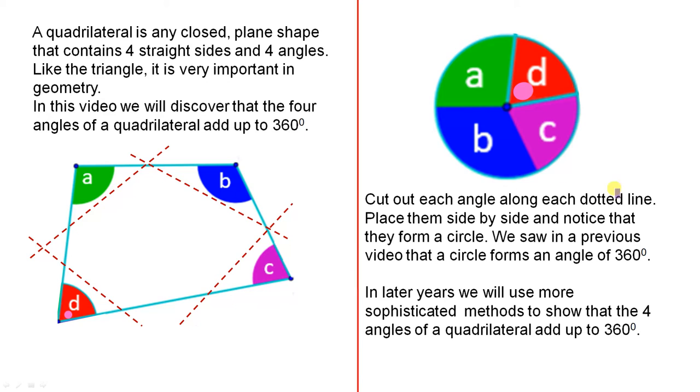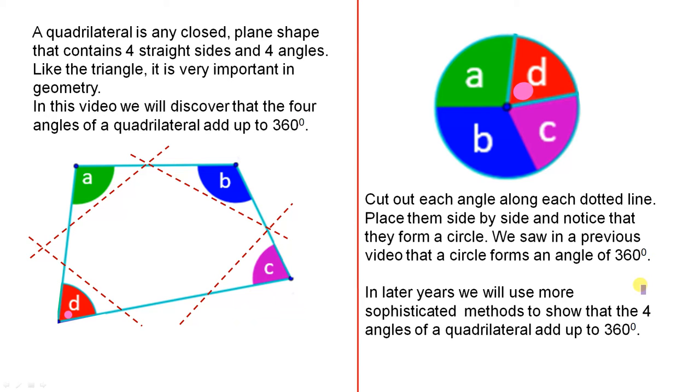What we do then is the following. I've explained that here in this text. Cut out each angle along each dotted line, place them side by side, and notice that they form a circle. So when you place the four angles side by side, see how they form a circle. We saw in a previous video that a circle forms an angle of 360 degrees.